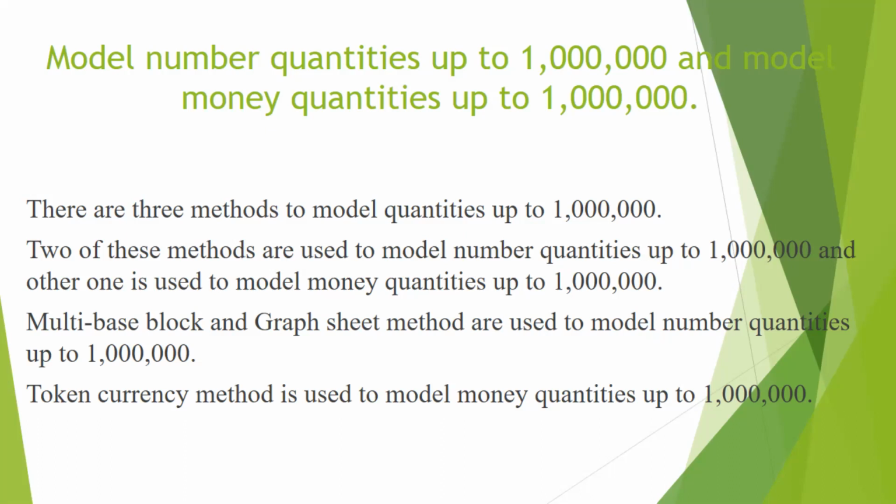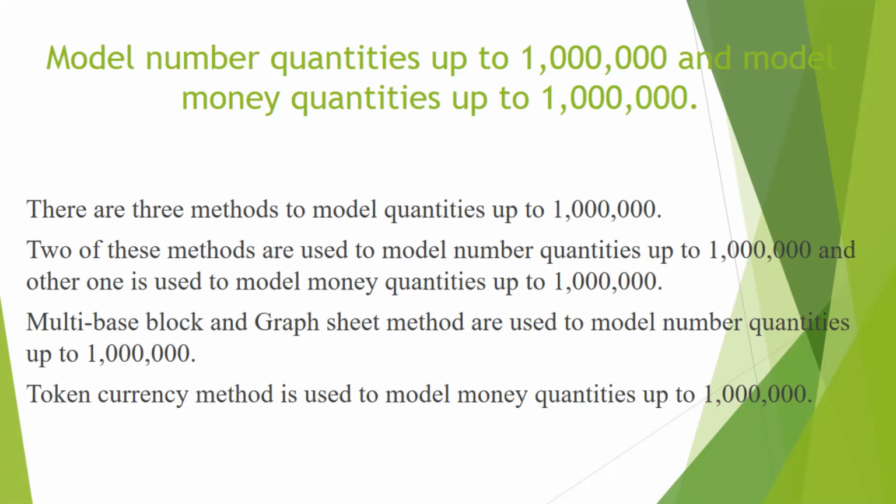You use two to model number quantities, while the remaining one is used to model money quantities up to 1 million. Multi-base block and graph sheet methods are used to model number quantities up to 1 million, while the token currency method is used to model money quantities up to 1 million. Good. Make sure that you write the notes.